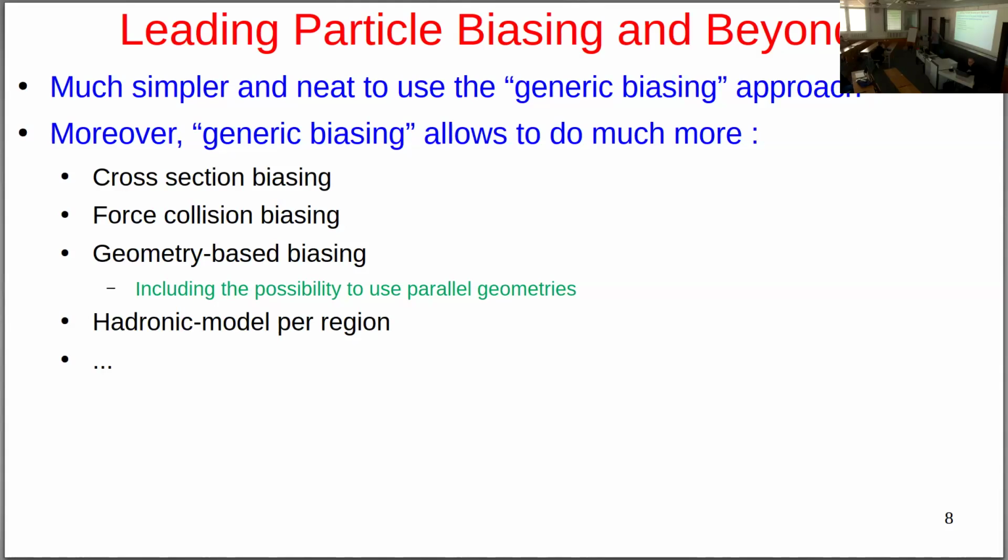For the leading particle bias and many other things, it's much simpler and neater to use the generic biasing approach that will be explained in the next lecture. And you can do much more. You can do cross-section biasing, force collision, geometry-based biasing, including the possibility to use parallel geometry. You will understand all this better later. And hadronic model per region. So I will show you some examples. The underlying explanation, as I said, will come in the last lecture.